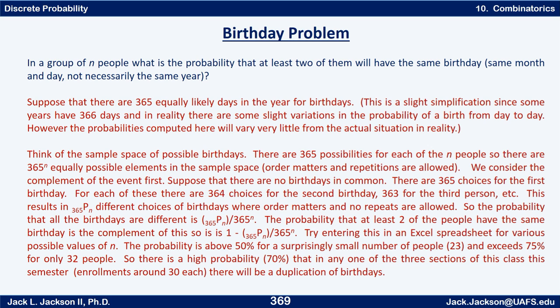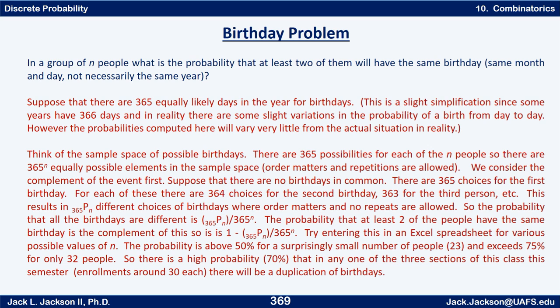So here's one way we can think of it. Think of the sample space of possible birthdays. There are 365 possibilities for each of the n people. So there are 365 to the nth power equally possible arrangements, possible elements in the sample space. Notice that the order matters and repetitions are allowed. So what we're going to do is first figure the complement of the event. Suppose that there are no birthdays in common.